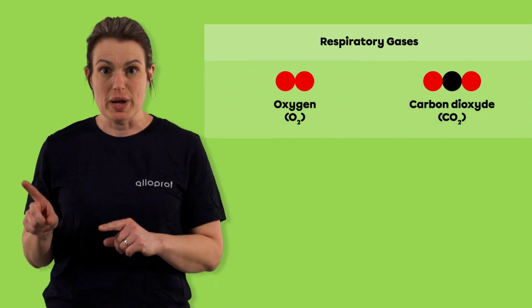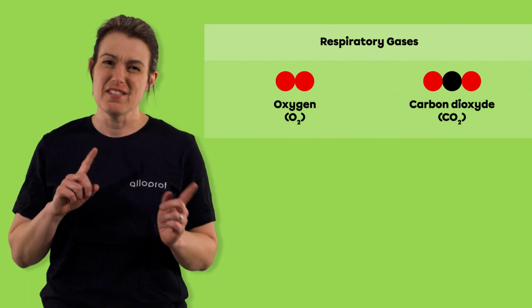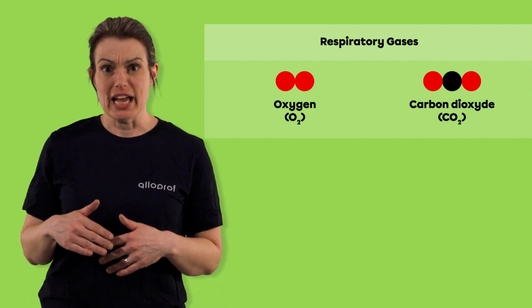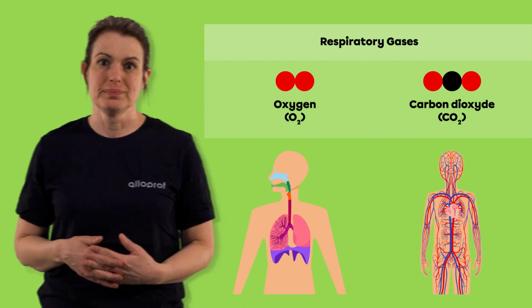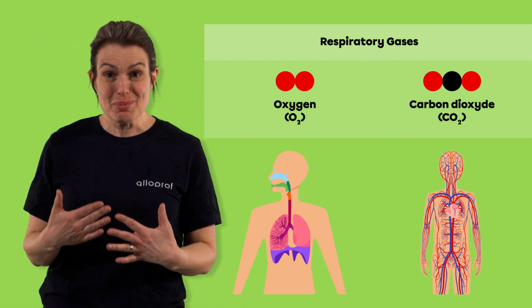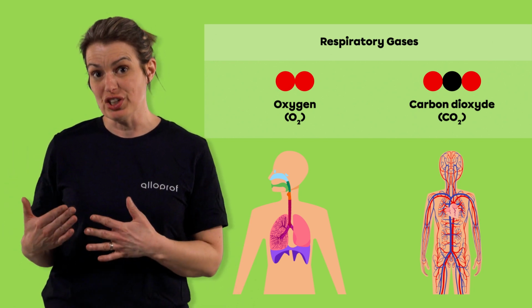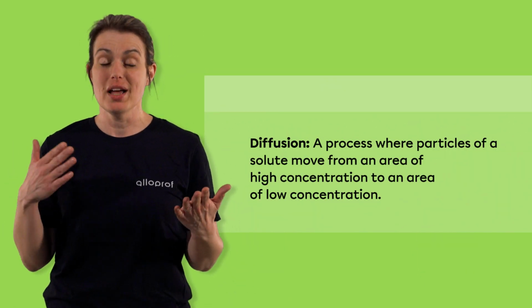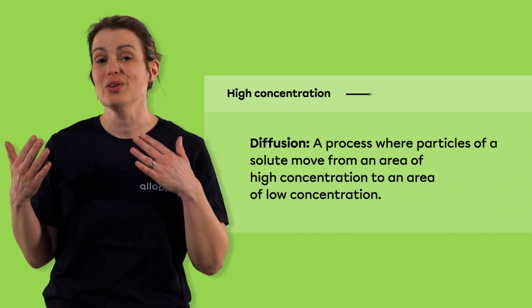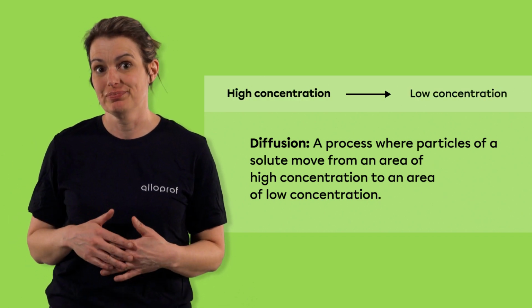To move from the surrounding environment to the cell and vice versa, respiratory gases pass through the respiratory and circulatory systems. The mechanism that enables gas exchange is called diffusion. Diffusion is a process where particles of a solute move from an area of high concentration to an area of low concentration.